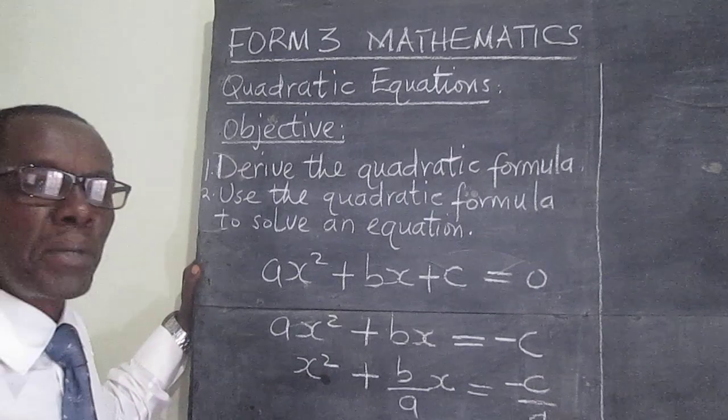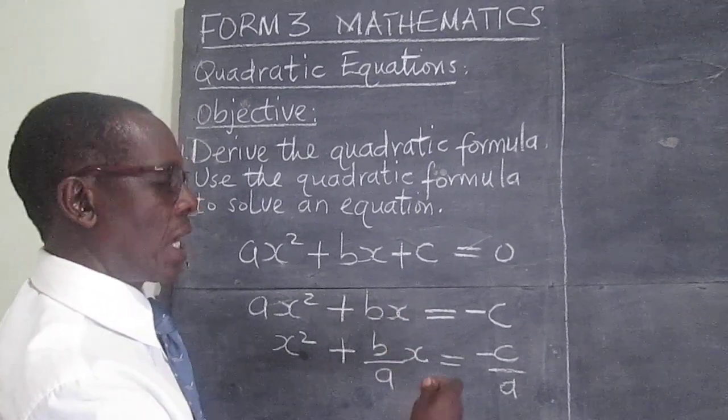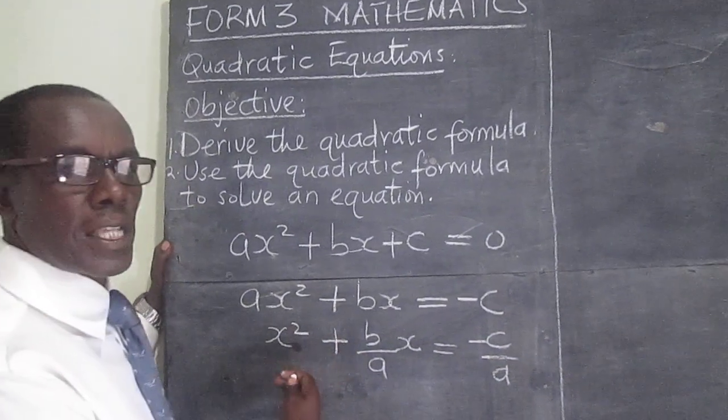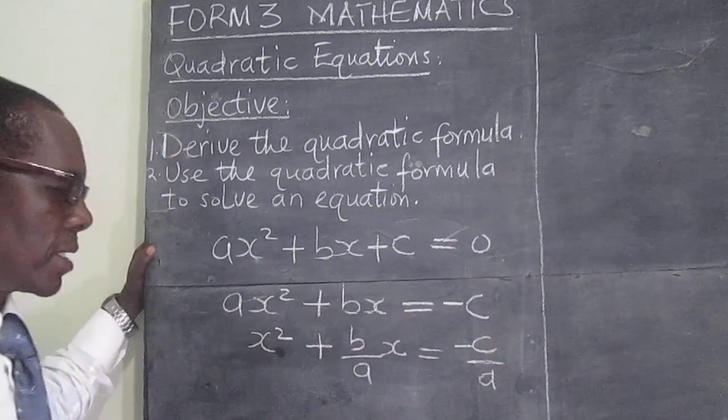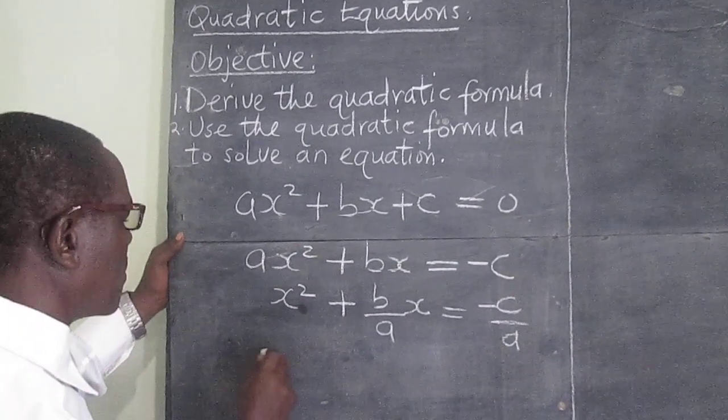The next thing is to complete the square. And you remember we're adding a dash on the left hand side and another dash on the right hand side. So we do exactly that and see what happens.